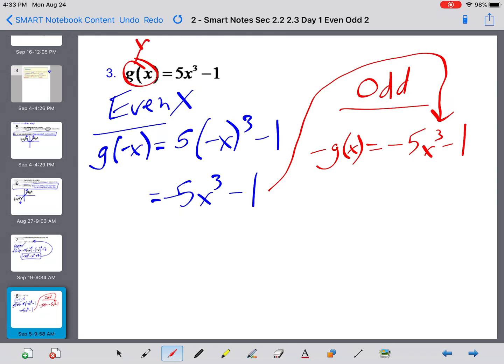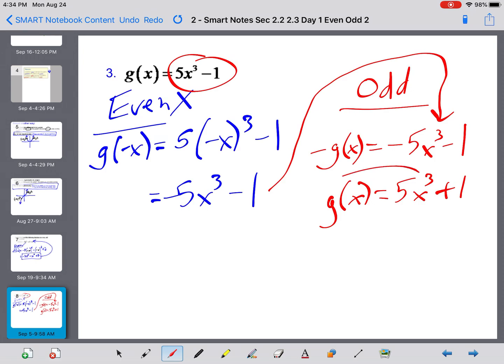Again, if you don't like this as g of x, you can just make it a y, if that works better for you. Okay, now my goal is to get back to the original function, right? So with this negative out front, I can multiply both sides by -1. I get g of x. Over here, -5 times -1 is positive 5x cubed. -1 times -1 is +1.